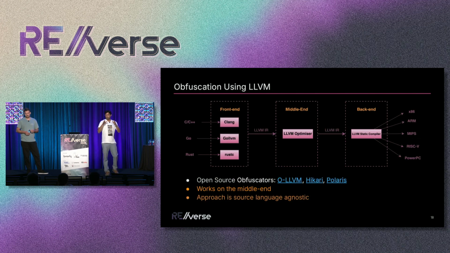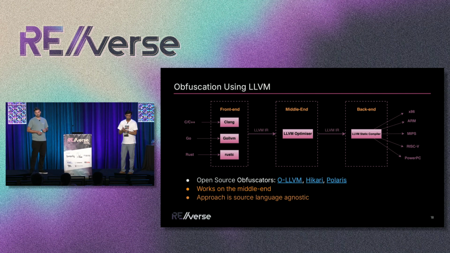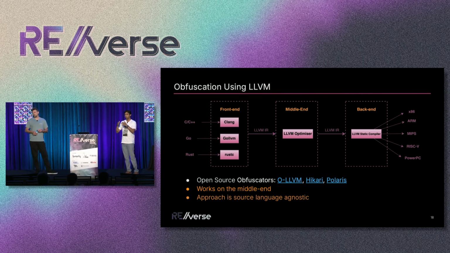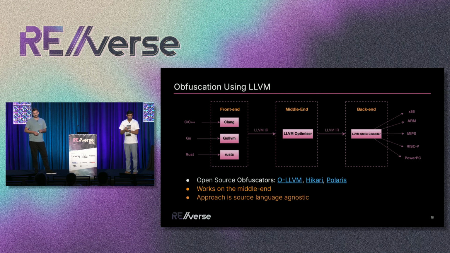For now, let's start with the LLVM example. The LLVM pipeline is divided into three parts: front end, middle end, and back end. The obfuscators we are talking about work at the middle end, through obfuscation passes which obfuscate the code. For our work, we took three open source projects: OLLVM, Hikari, and Polaris. The good thing about these tools is that they are language agnostic, so not just WebAssembly, you can apply them to anything else as well.